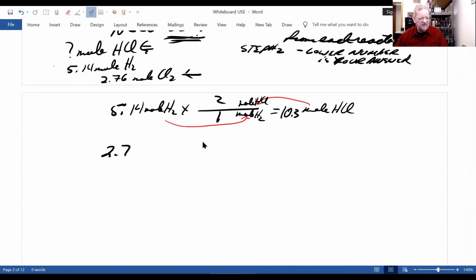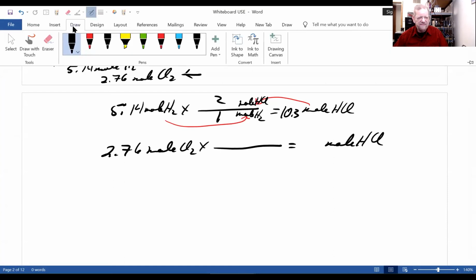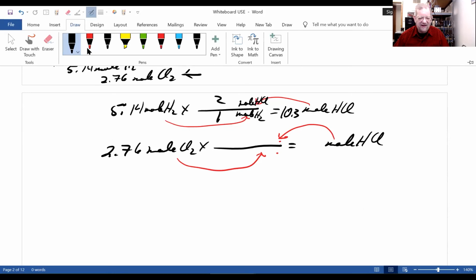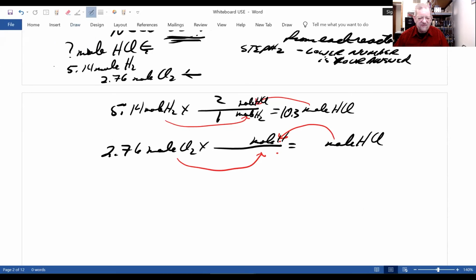I have 2.76 moles of chlorine. And we want to get to moles of HCl. And now, when I use my good friend, unit analysis, whatever I'm trying to get to goes on top of the ratio. Whatever I'm trying to get rid of goes underneath. And when I write that in, I have moles of HCl per moles chlorine. Where do I get these ratios?